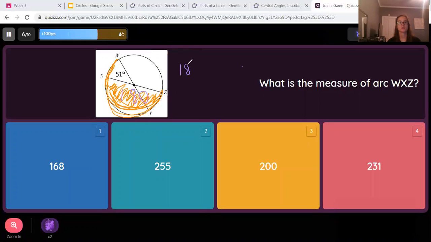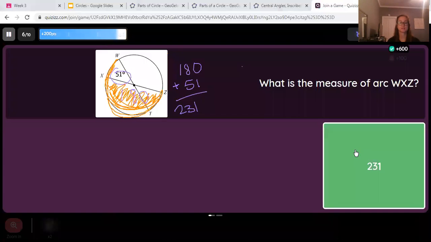So if we take 180 and we add this other part over here, that's the additional part of your arc WXZ, 180 plus 51. Let's put that in our calculators and see what we get. You get 231 degrees. So that should be our answer here, because we used all the information given to us.